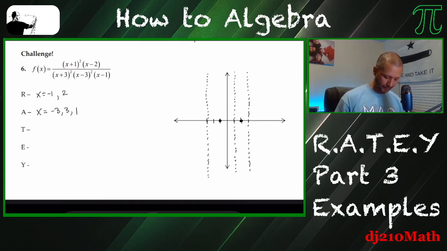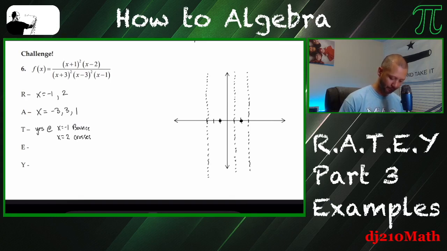Okay. Is there a square term in the numerator? Yes. At x equals -1, it's going to bounce. Now, think about what else is in the numerator. X minus 2. So then at x equals 2, it's going to cross. It crosses.